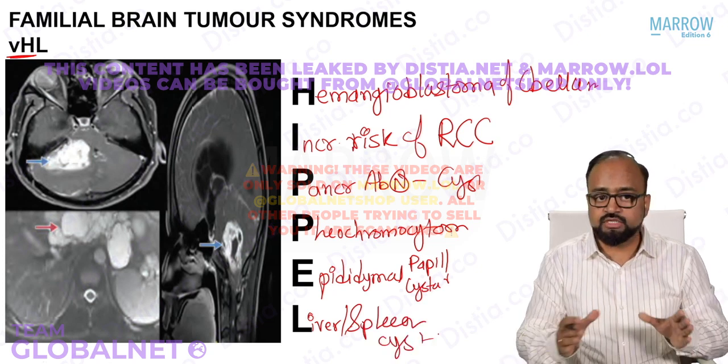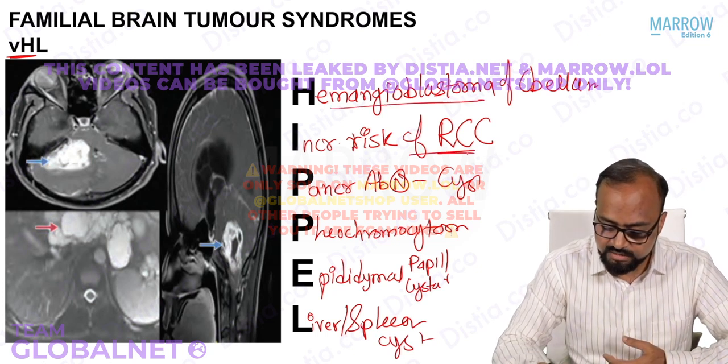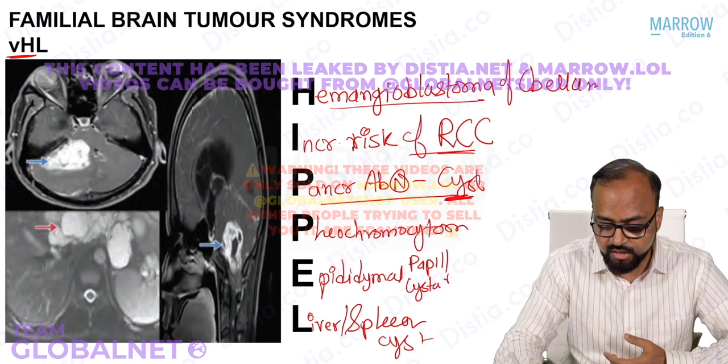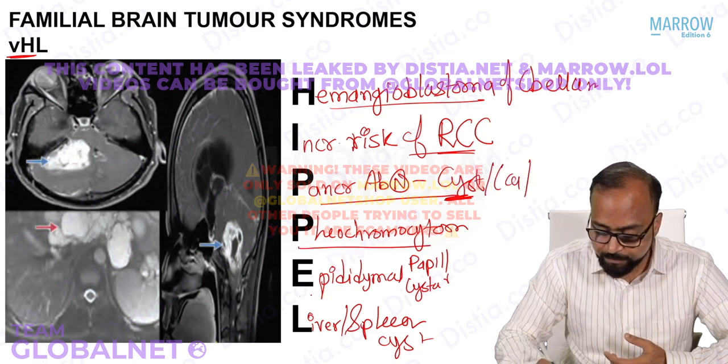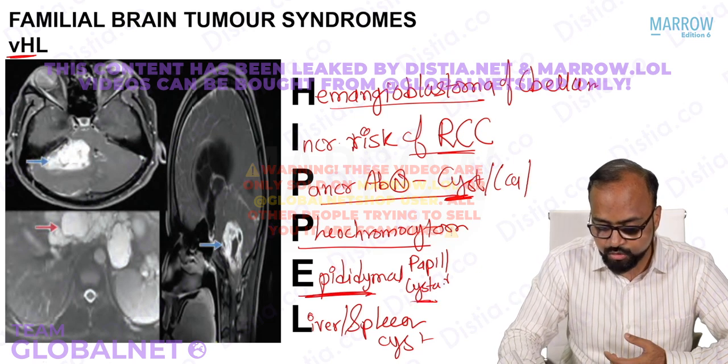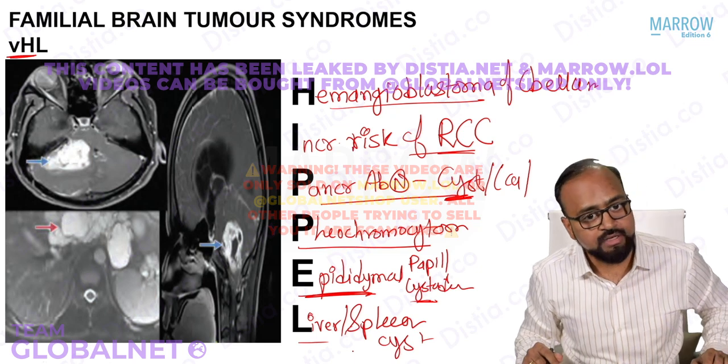So what are the features which are seen in von Hippel-Lindau? Hemangioblastomas of the cerebellum, increased risk of RCC, pancreatic abnormalities, cysts, cancers, cystadenoma, other masses, pheochromocytomas, epididymis involvement, papillary cystadenoma, right, and liver and spleen cysts. These are features which are associated with von Hippel-Lindau syndrome.